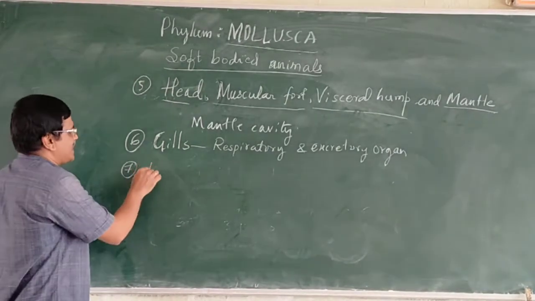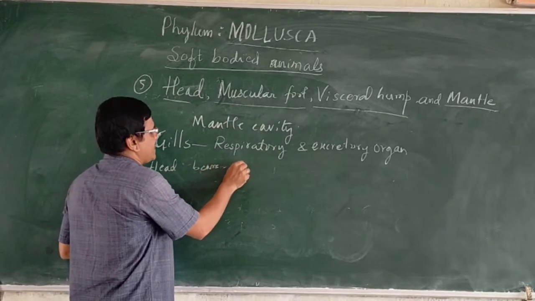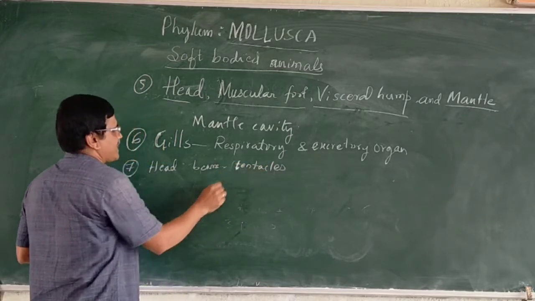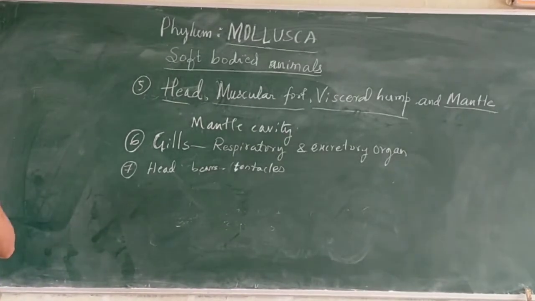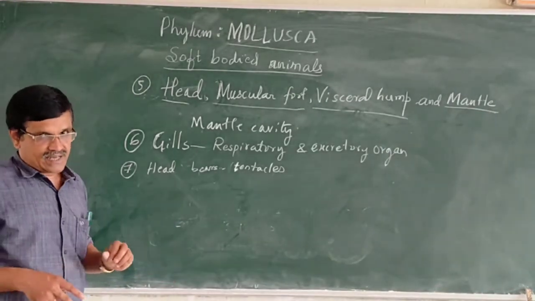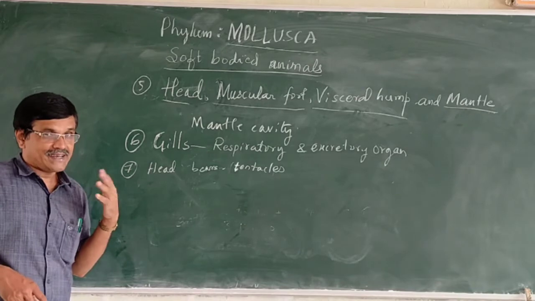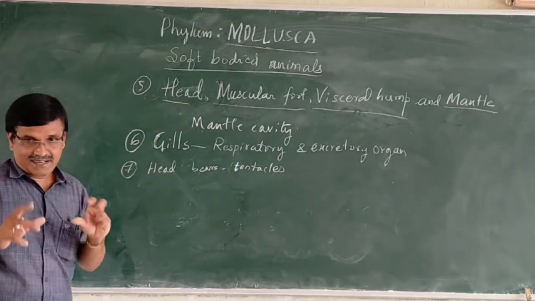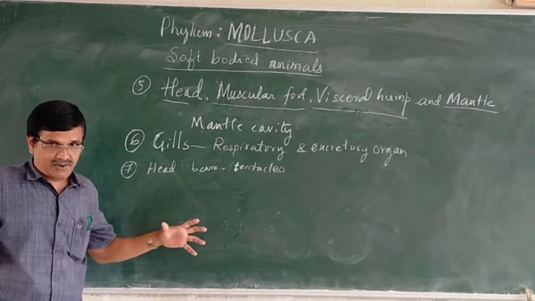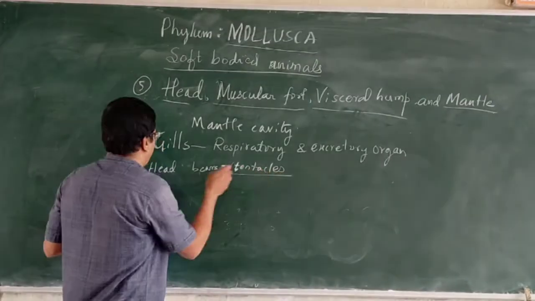Then, the head bears tentacles. Tentacles are sex organs, or they may also be used for capturing food and paralyzing the food materials. For example, in the case of octopus, 8 tentacles are there. They are long tentacles, and each tentacle has suckers on its inner side. These suckers are meant for capturing the food as well as paralyzing the prey.